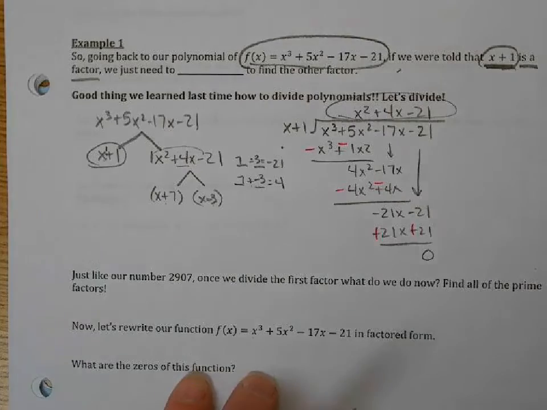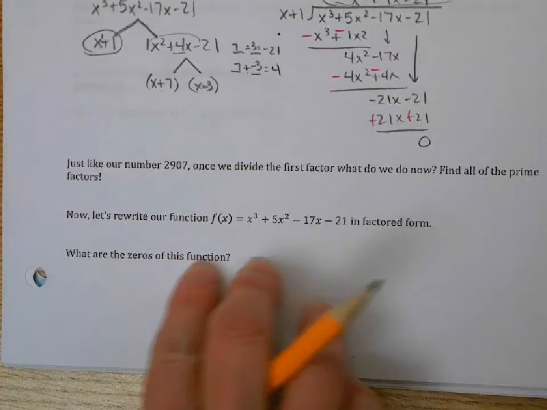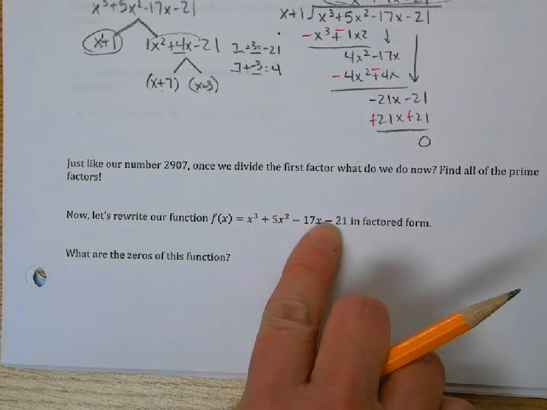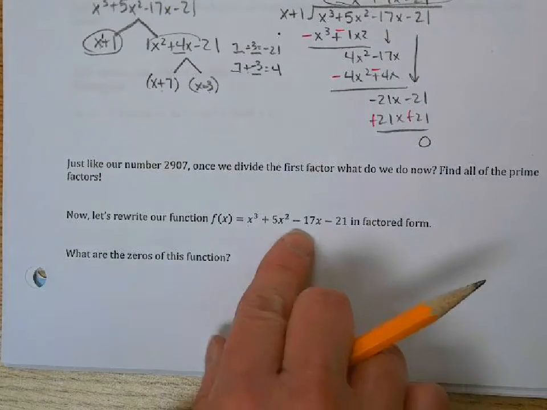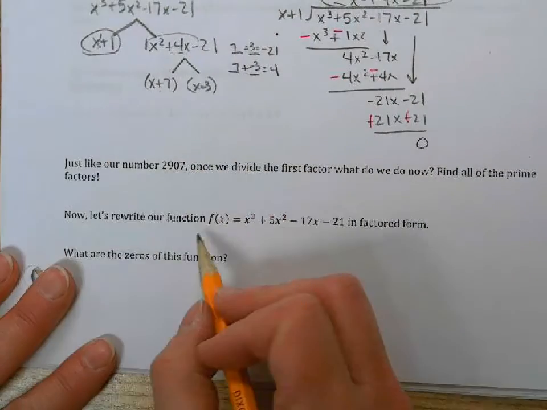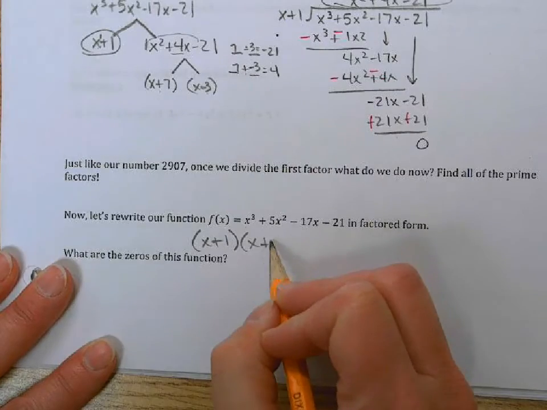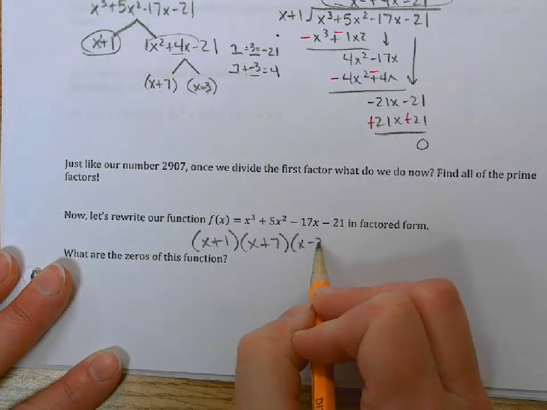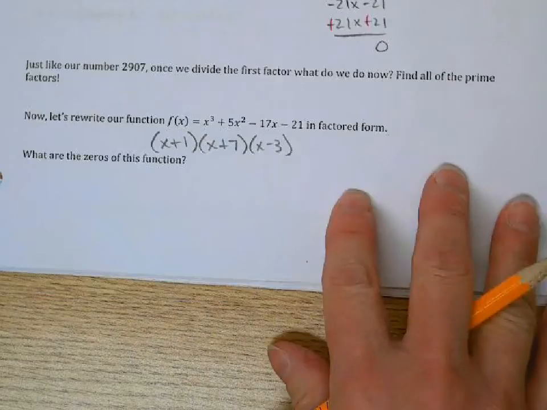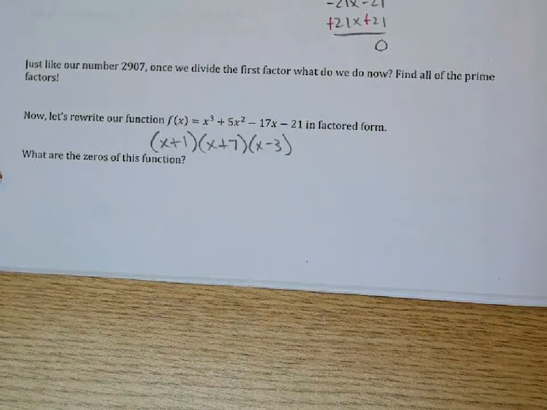Okay, so right down here it says rewrite our function in factored form. Do you see that? So how do I write this in factored form? What were my factors? x plus 1, x plus 7, and x minus 3. You took a cubic and you were able to factor it using division and then factor by grouping. Yeah? Hey, this is a review.